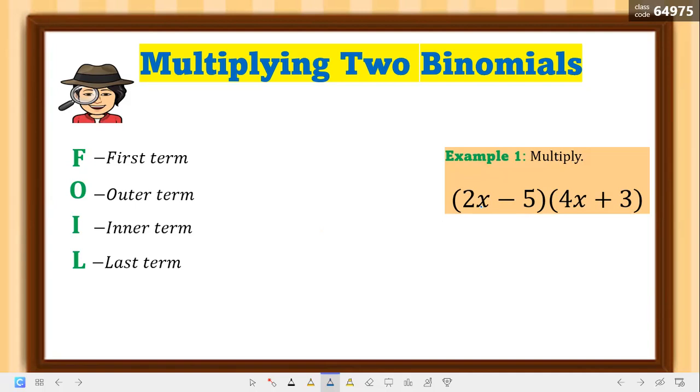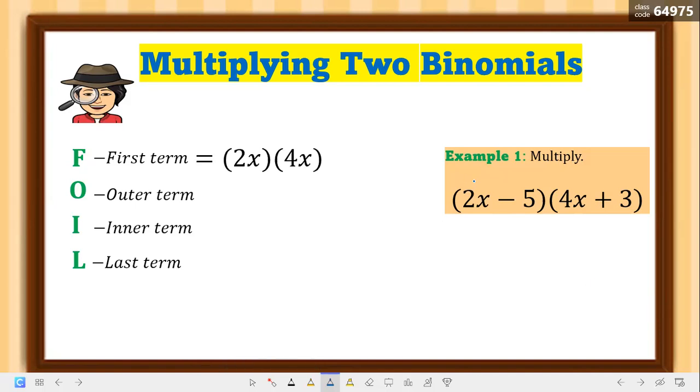Okay, since we have this 2x minus 5 times 4x plus 3, anong uri ng polynomials to? What kind of polynomial is this? Yung minumultiply? Binomial po. Binomial to. Okay. Observe nyo yan ha. Babalikan natin yung tanong mamaya. So first term. Pag sinabi natin first term, nasaan po yung first term dito sa ating binomials? 2x tsaka 4x po. Okay, very good. That is correct.